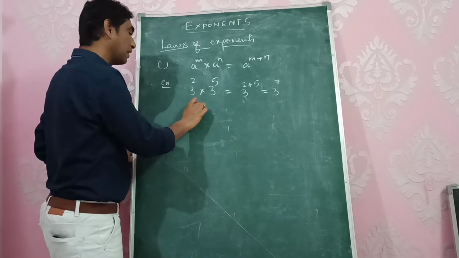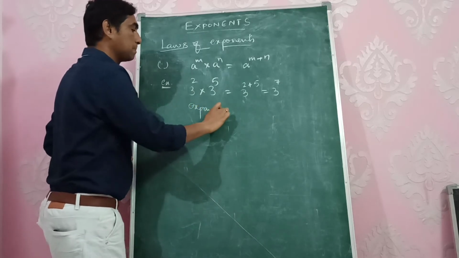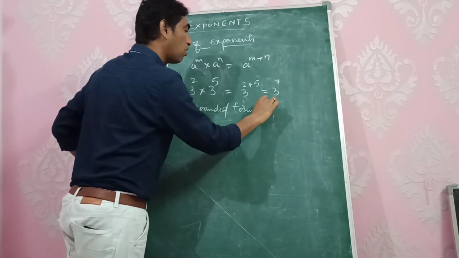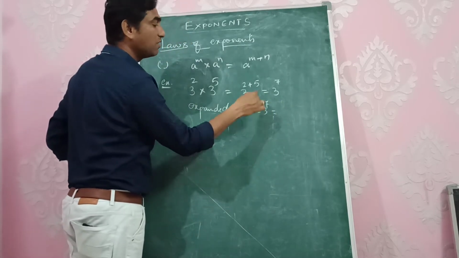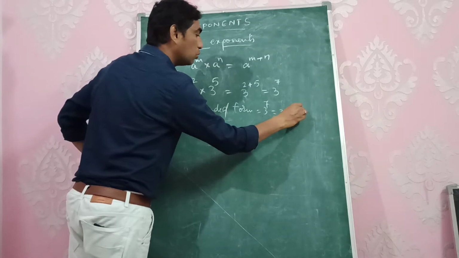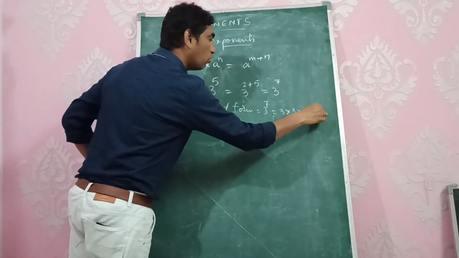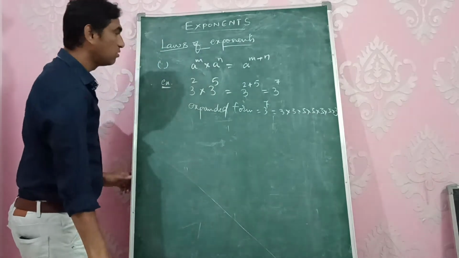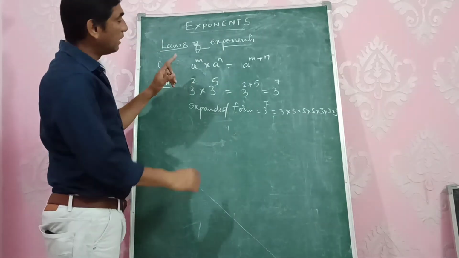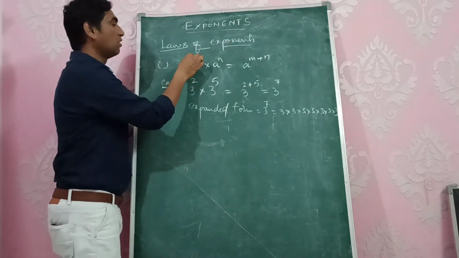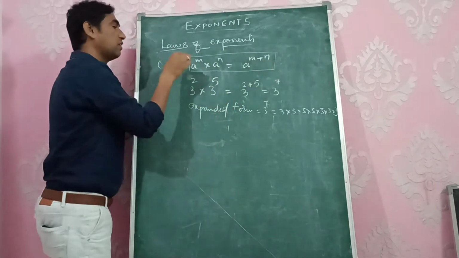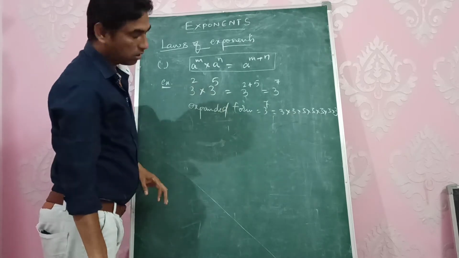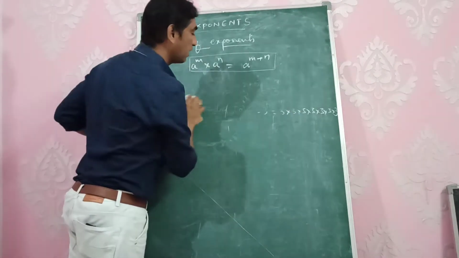In expanded form, how to write it? 3 to the power of 7 means what? How many times do you have to multiply? 7 times: 1, 2, 3, 4, 5, 6, 7. In this way. So a to the power of m into a to the power of n gives us a to the power of m plus n. If you multiply 7 times, you are going to get the answer. This is the first one.